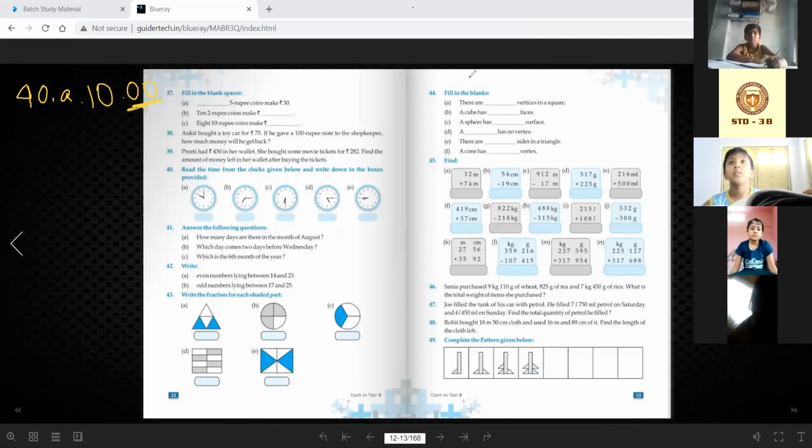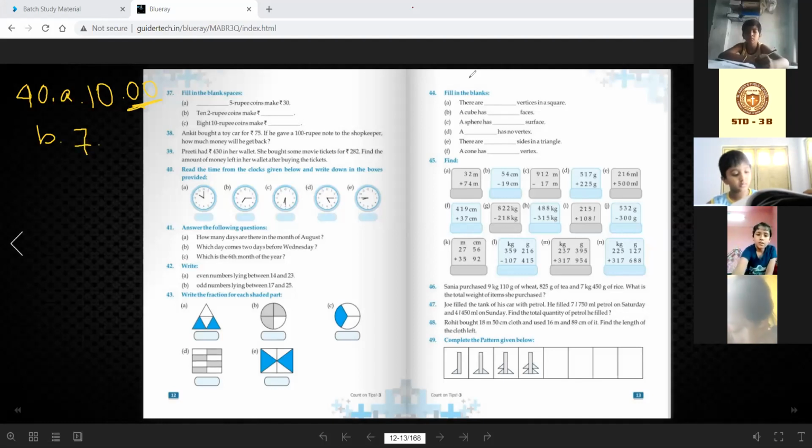Understand? So the next sum is what? Next sum is 7. The smaller hand is on 7. All of you are having the book. And the bigger hand you can see is on 3. So that means with 3 we will multiply 5. So the time will become 7:15.